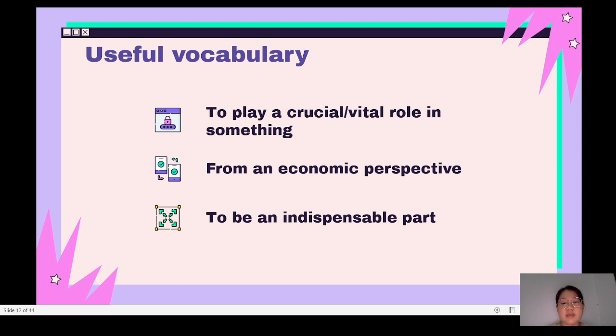To be an indispensable part. The word indispensable here has the same meaning as words such as crucial, vital, critical, and so on.